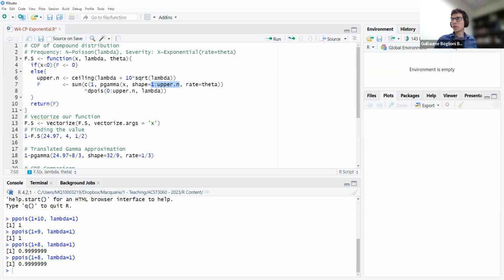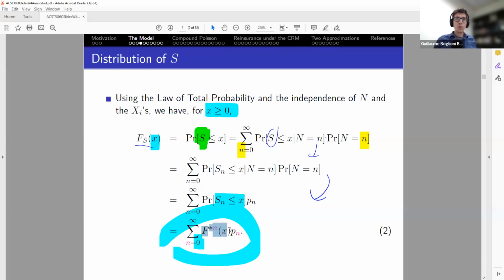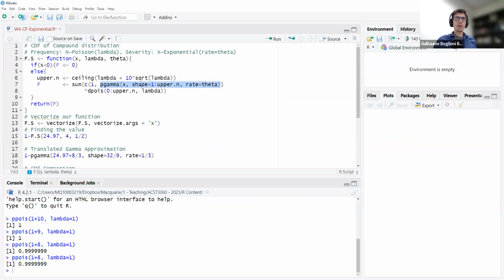Let me just go back to the slides for a second to make that clear. Here I'm just saying, for n equals 0, f star 0 is 1, but then for n equals 1, it's a gamma with a shape of 1, then it's a gamma with a shape of 2, then a gamma with a shape of 3, and so on. But I put that in a vector in R. So here I have my vector of size upper n of the CDF of the gamma.